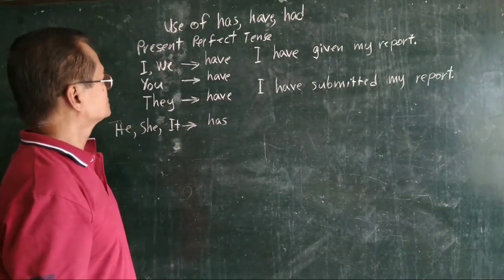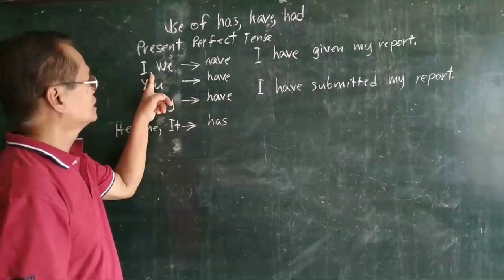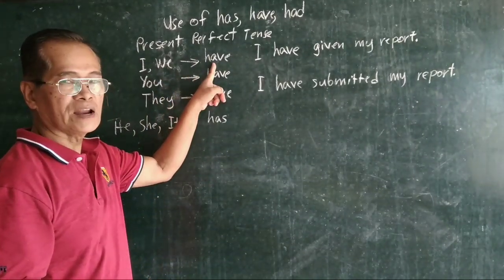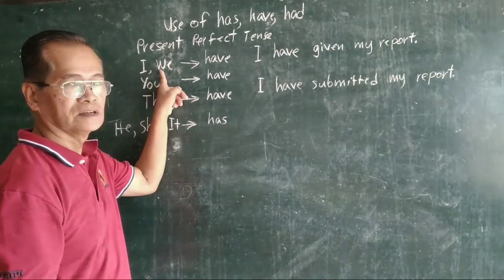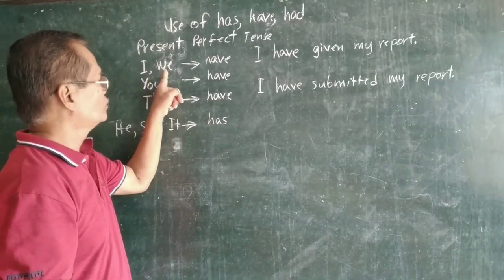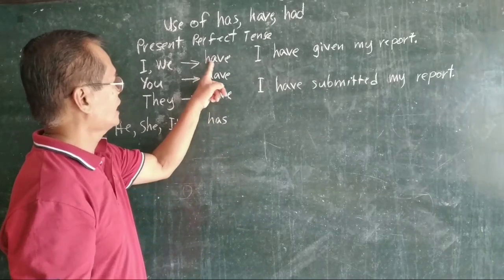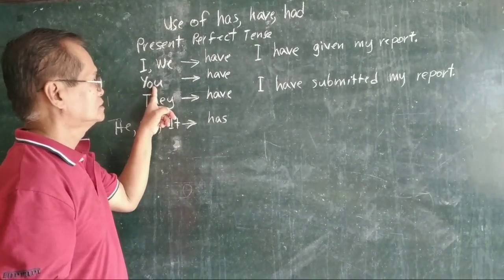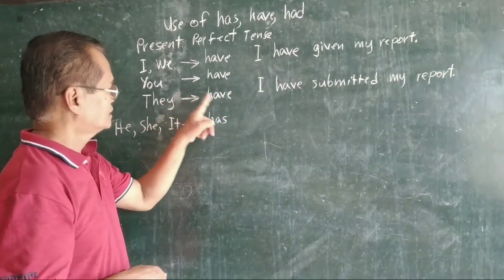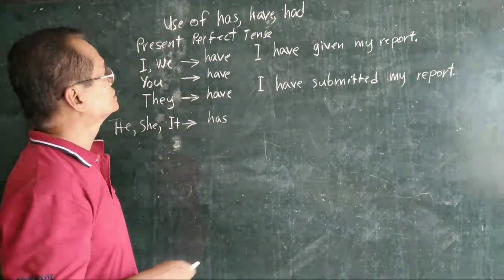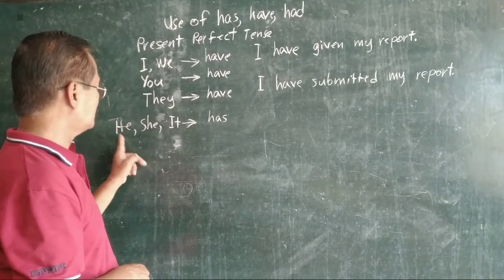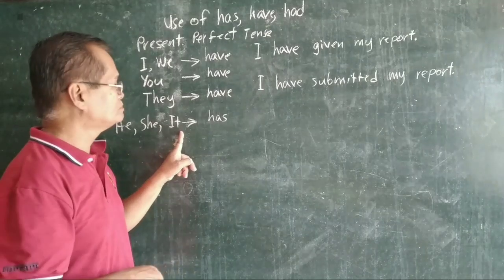In the present perfect tense, in the first person singular, as well as in plural, we are going to use have. You cannot use has in this subject. The first person I and the first person plural we, we should always use have. But for you, have should be used also, and for they, have is also the right verb. But if your subject is third person singular, like he, she, and it, the verb should be has.